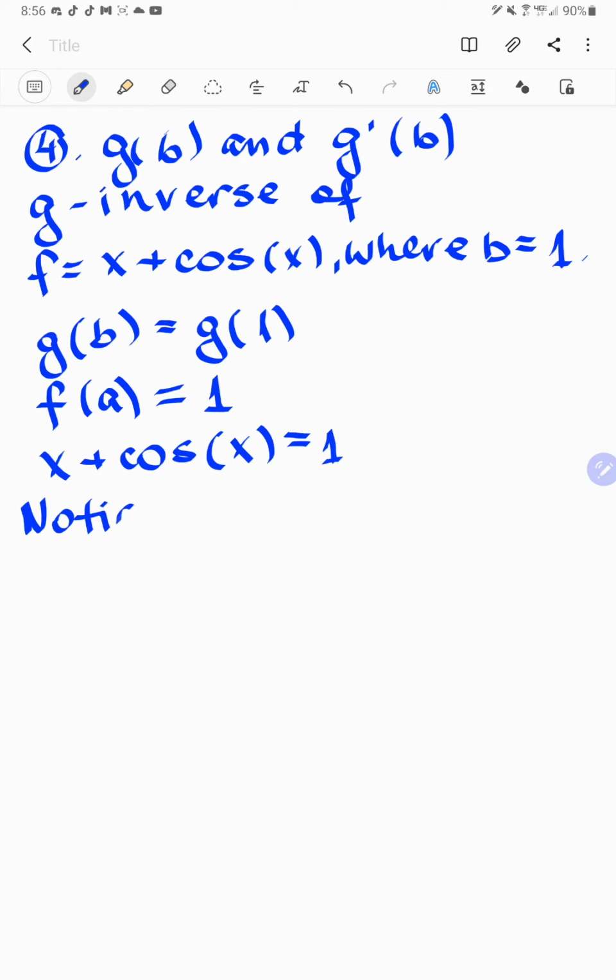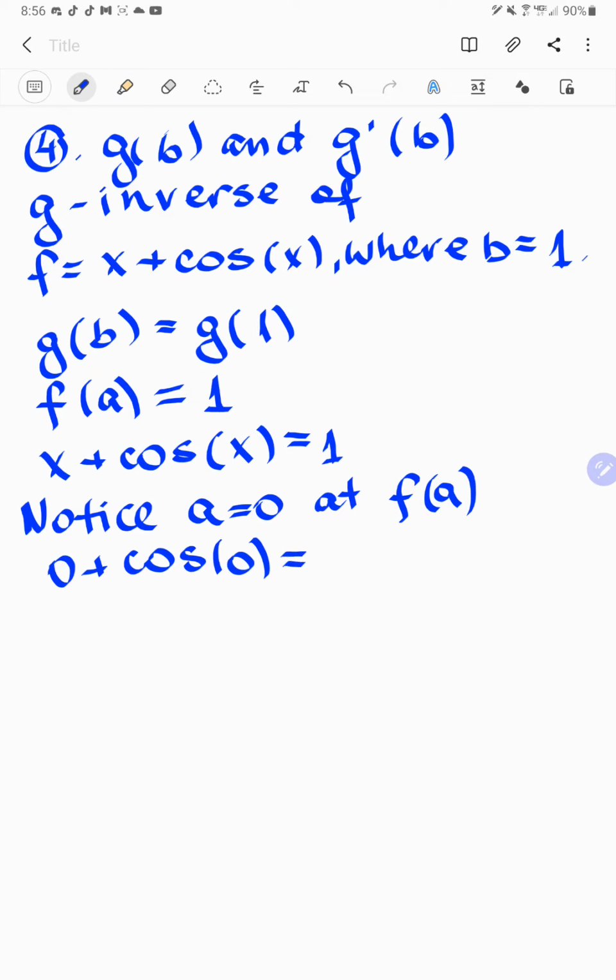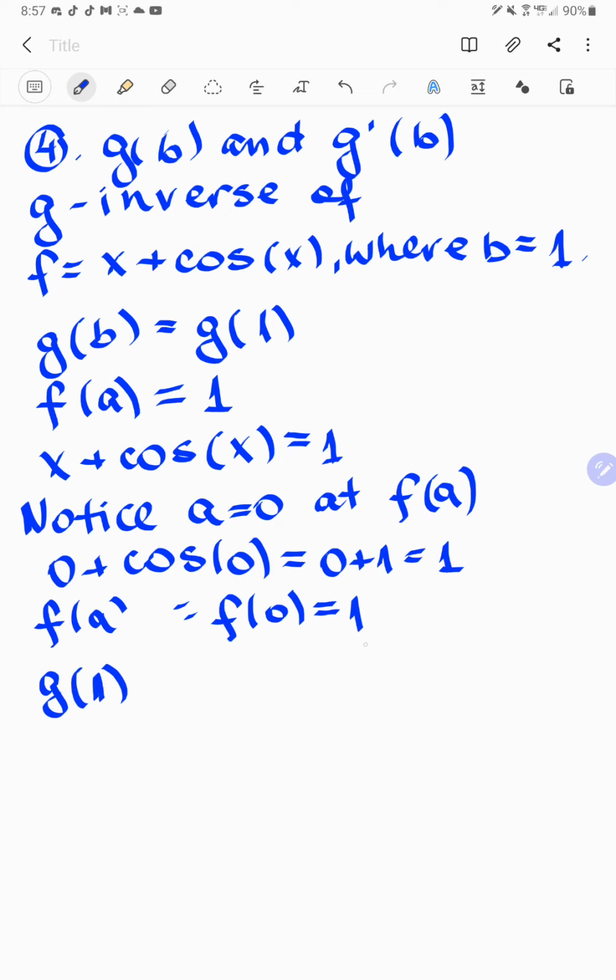So notice that if we plug in a equal to 0 at f of x, or let's call this f of a, we get 0 plus cosine of 0 is equal to 0 plus 1 is equal to 1, which then gives us that f of a is equal to f at 0 is equal to 1. Therefore, g of 1, which is the inverse function, so we just apply g and plug that value in here to get this result of 0. So g of 1 would be 0.